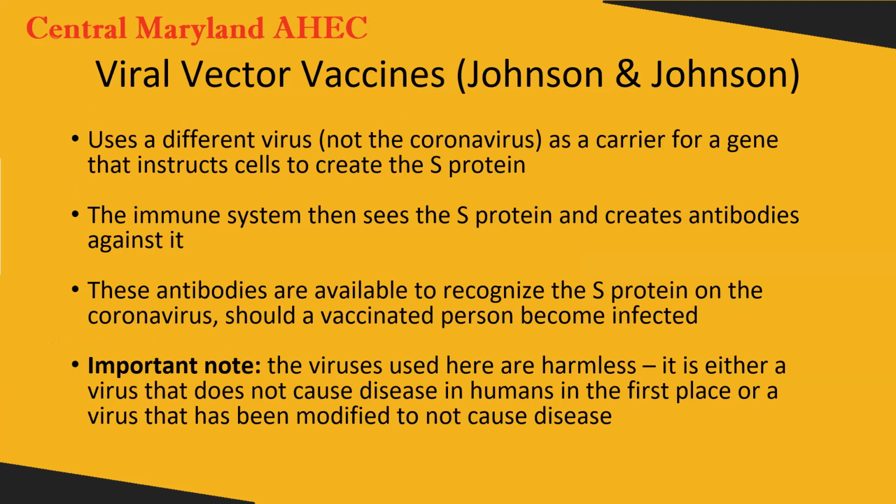I'll now talk about the viral vector vaccines, which is the method that Johnson & Johnson uses. It uses a different virus, which is not the coronavirus, as a carrier for a gene that instructs the cells to create the S protein. The rest of the process is pretty similar to the mRNA vaccines. The immune system will see the S protein once it's created and then make antibodies against it. These antibodies are available to recognize the S protein on the coronavirus should someone who's vaccinated with Johnson & Johnson become infected.